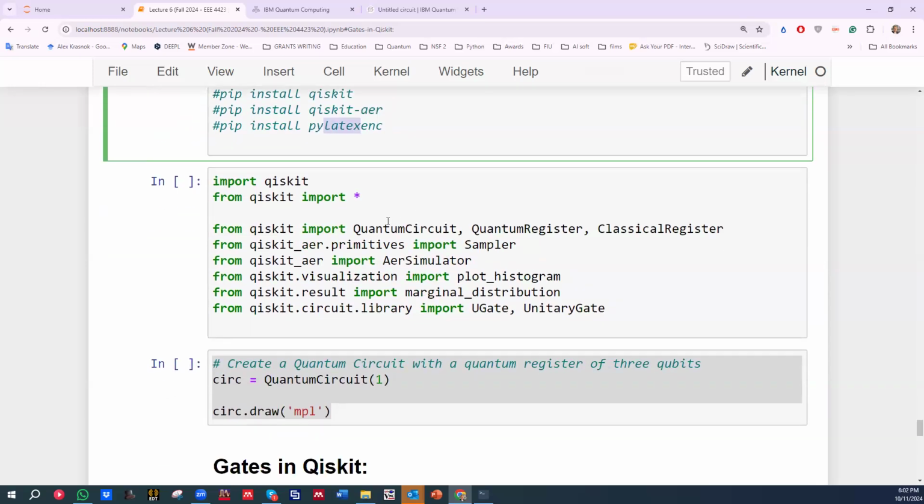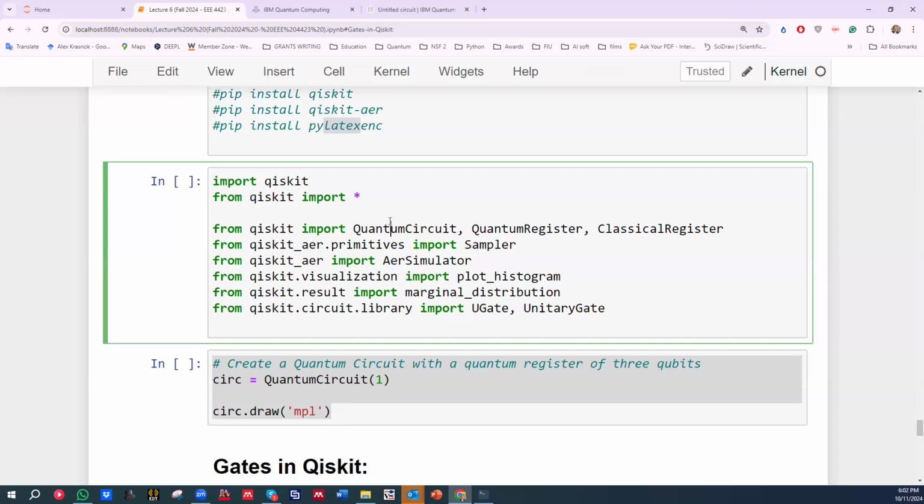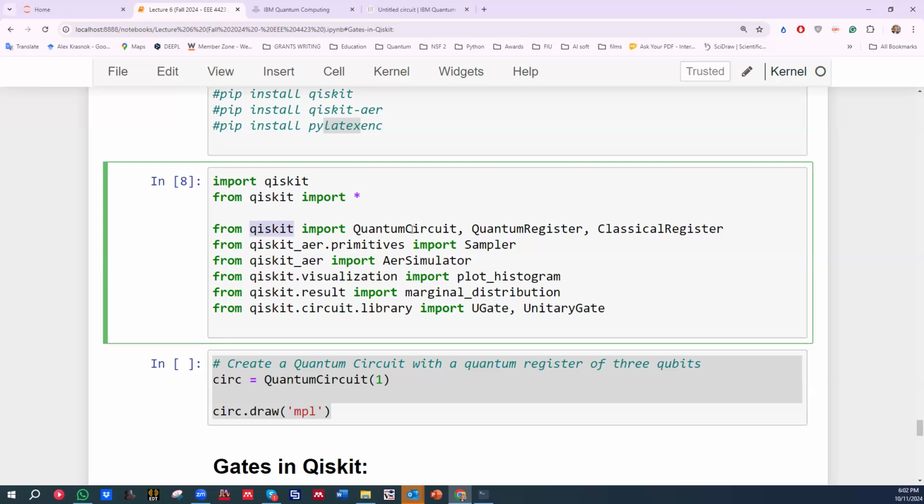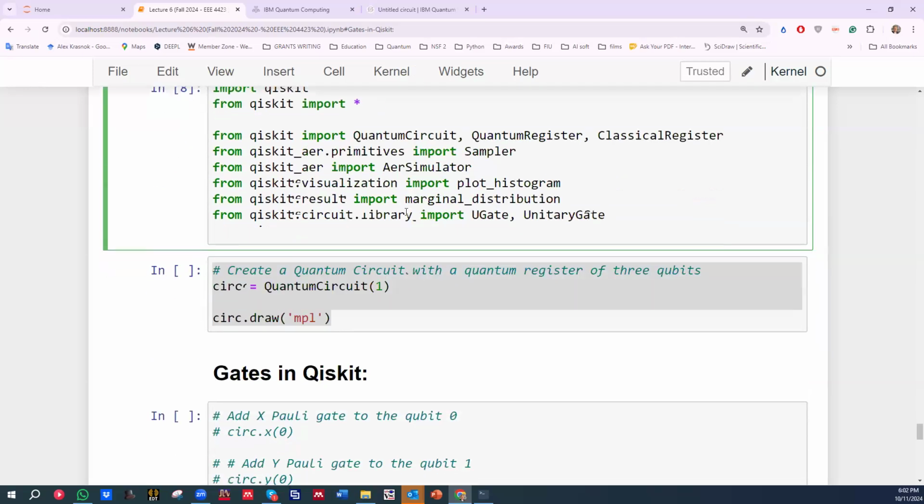Okay, so let us do some simple computations here for maybe 1 qubit. To do so, I import all these libraries from Qiskit. I import these circuits. Some of them are not required for today.